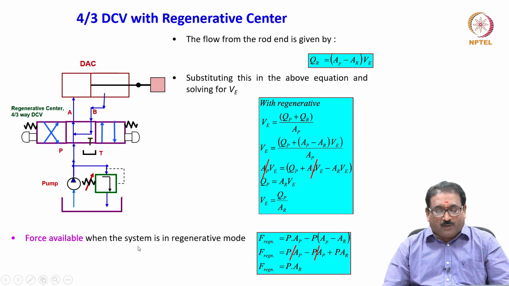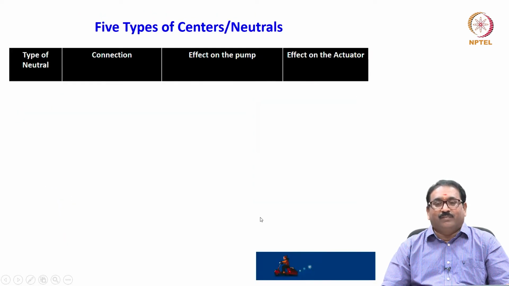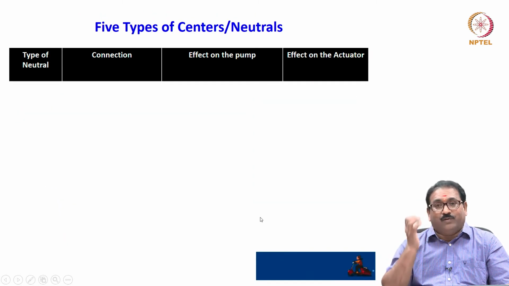So, the force available when the system is in the regenerative mode, F regenerative equal to P into AP minus P into AP minus AR. Making the simplification, I get the force for regeneration is P into AR. Very simple calculations, friends. Now, quickly I will recap.